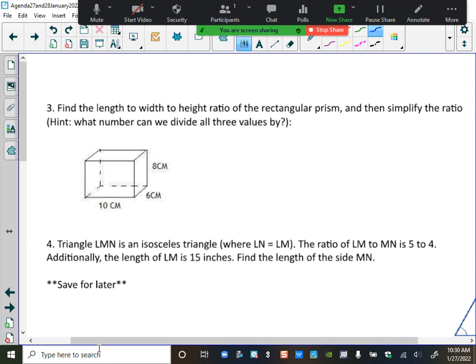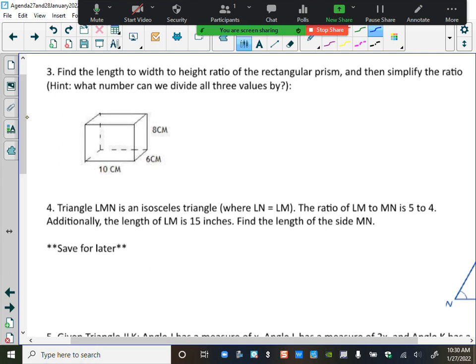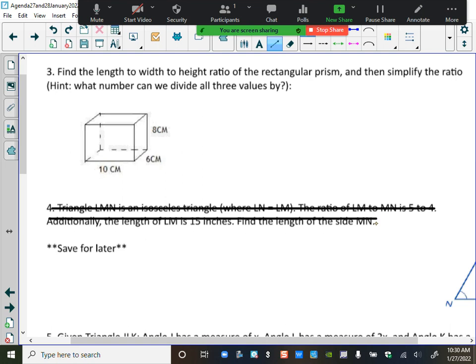All right, so how about this? We're going to talk about number 3. Don't worry right now about number 4. If you want to cross number 4 out for right now, you can. We're going to deal with that one later. Let's focus on 3.